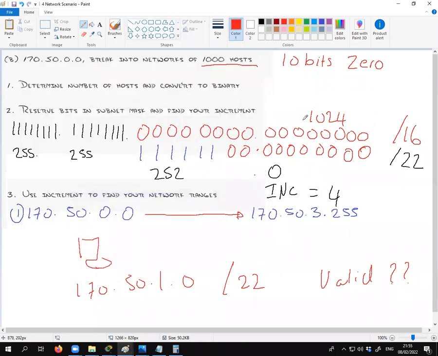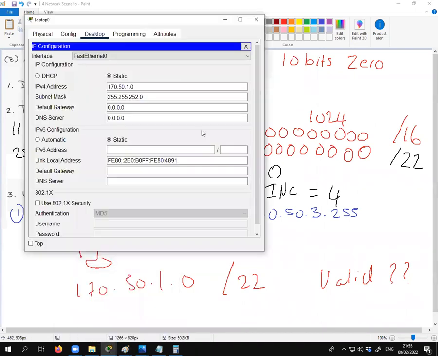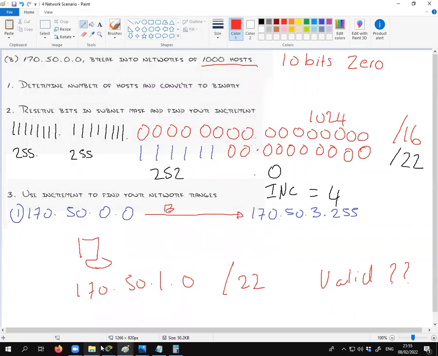What's the only condition for an IP address of a host being not valid? It cannot be the very first IP address, or the last. In this subnet, this IP address 170.50.1.0 is somewhere here. So that's a very valid address. I'll give him that address there.